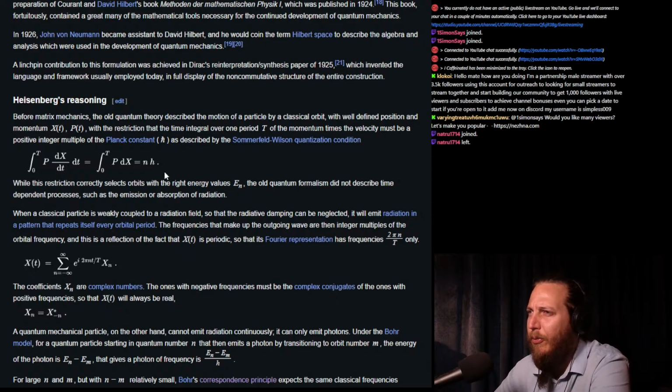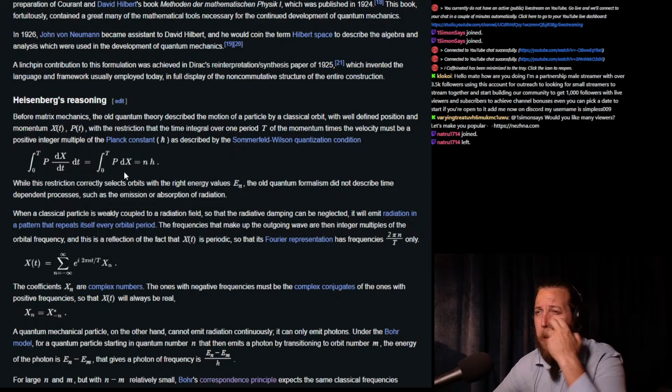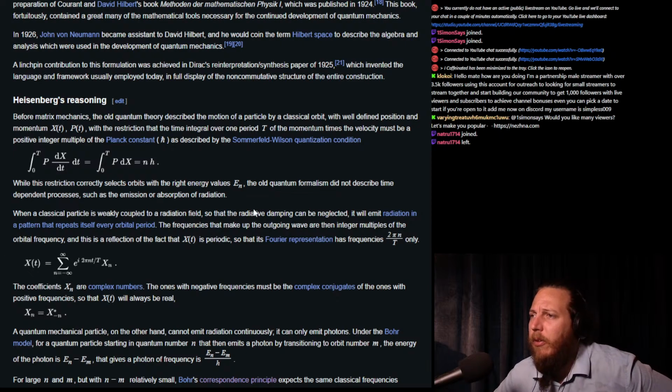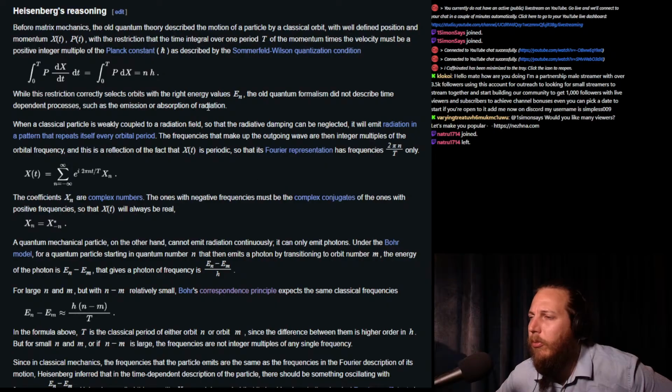Before matrix mechanics, the old quantum theory described the motion of a particle by a classical orbit with well-defined position and momentum, x(t), p(t), with a restriction that the time integral over one period T of the momentum times the velocity must be a positive integer multiple of the Planck constant. While this restriction correctly selects orbits with the right energy values E_n, the old quantum formalism did not describe time-dependent processes such as the emission or absorption of radiation.